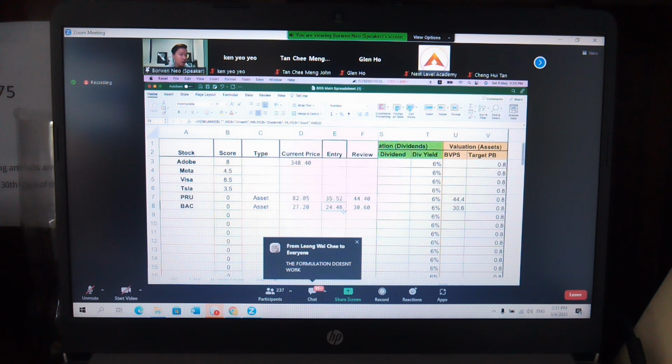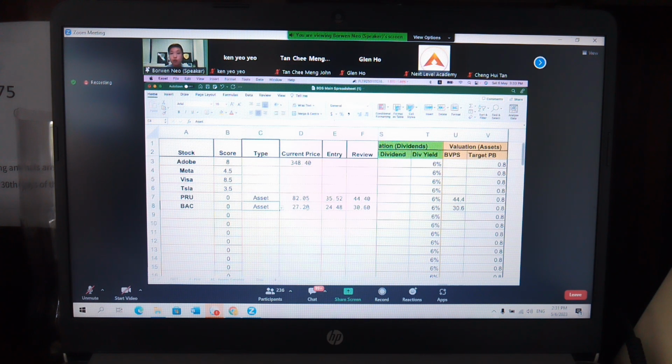Okay, the formulation doesn't work. If the formula doesn't work, maybe you can re-download, or you can actually select the asset. You need to select the type in order for the number to actually appear. So cannot, right? Because it is still overvalued. I want to buy below 24.48, but right now the price is 27.2.